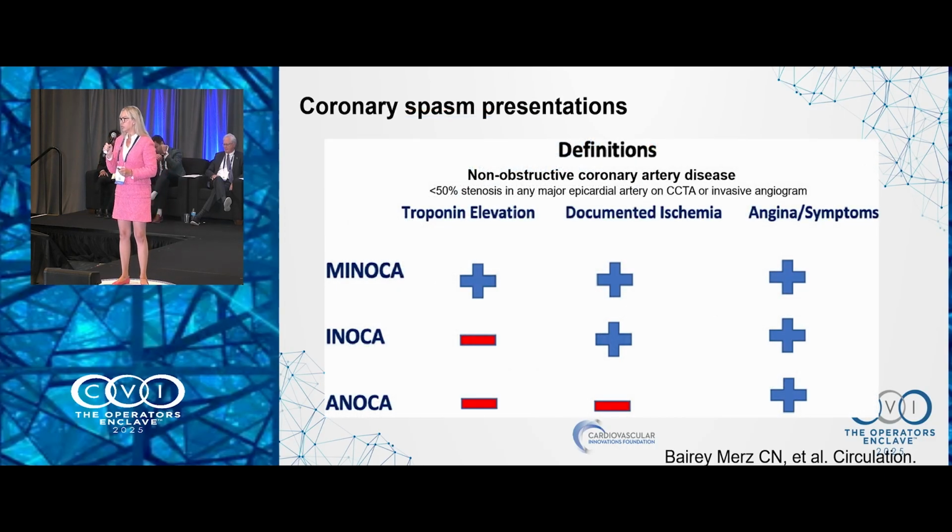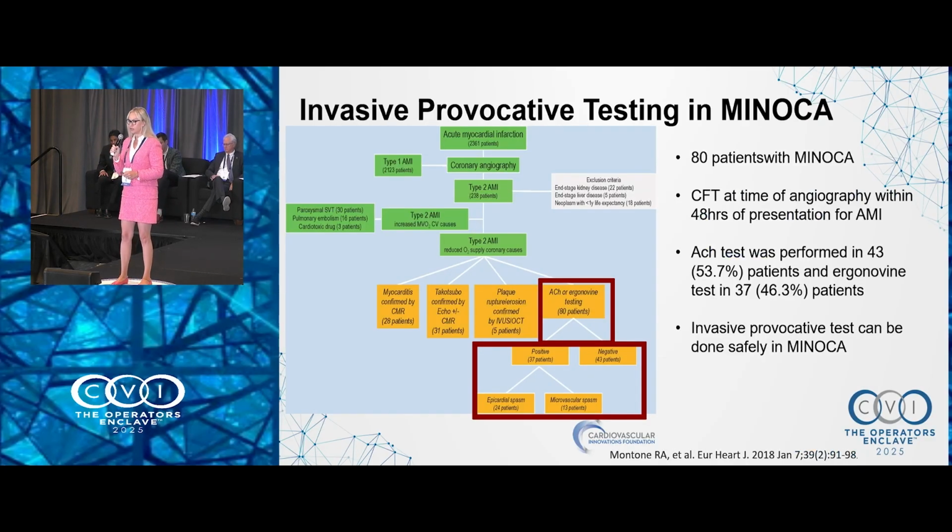So how does coronary spasm present? It could be presenting as a stable angina or myocardial infarction with non-obstructive arteries. We also know that if we need to do it in ANOCA patients, it's safe and performed even within 48 hours of the presentation of the patient, as demonstrated by this Italian study.